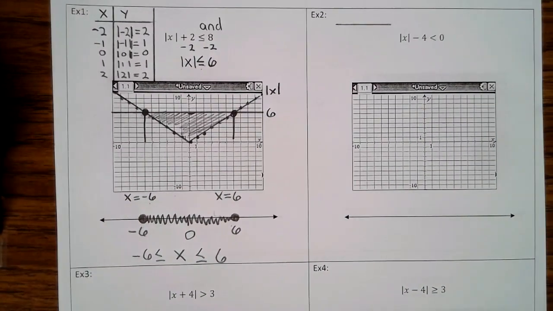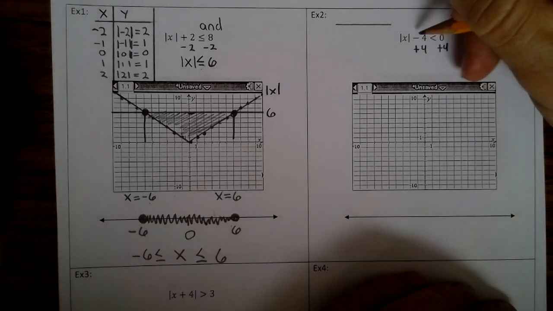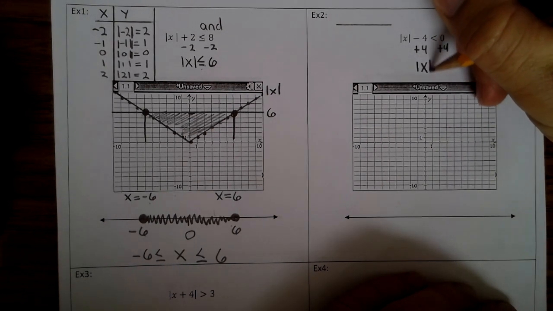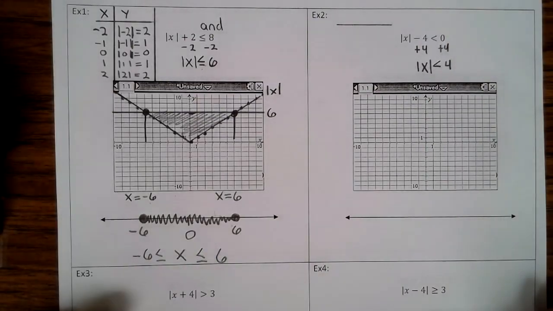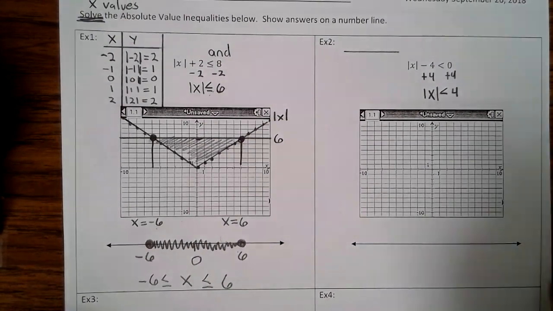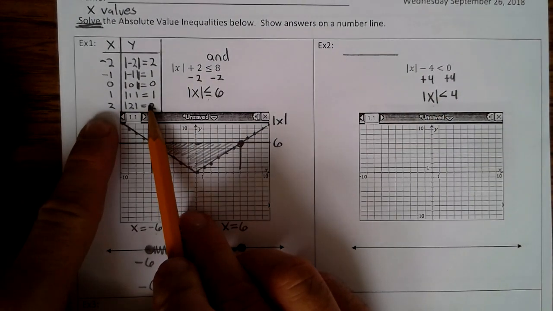All right, so now let's take a look at example 2. So first step, isolate the absolute value. So we're going to add 4 to both sides. So that's 0. So then you'll have the absolute value of x less than 4. Now you could make another table, but in essence, the absolute value is the same. So we could actually just use this table as well.